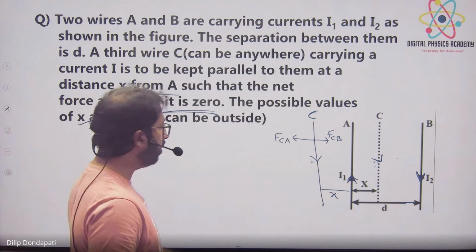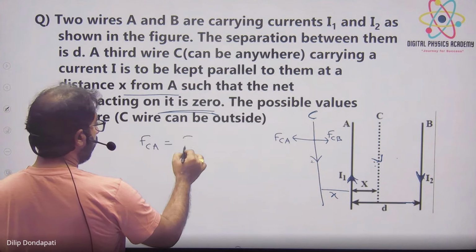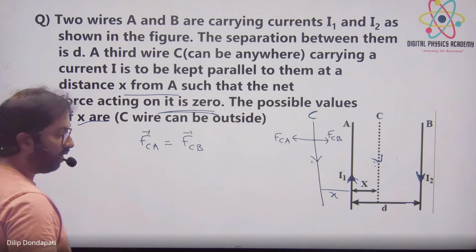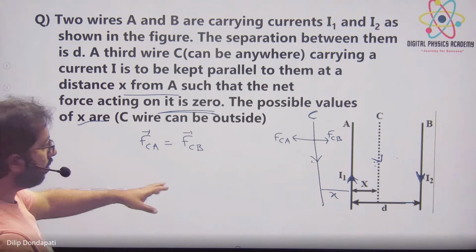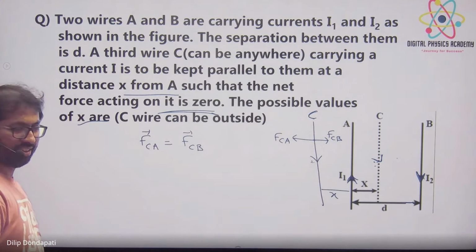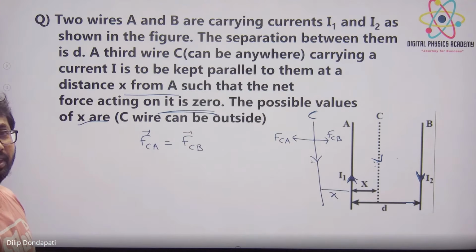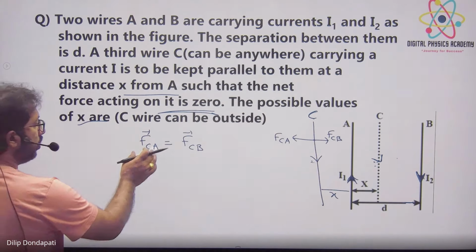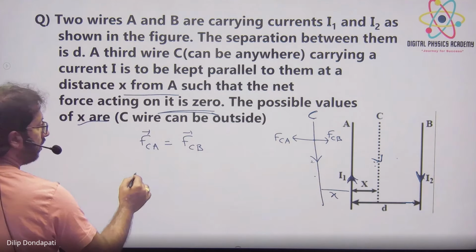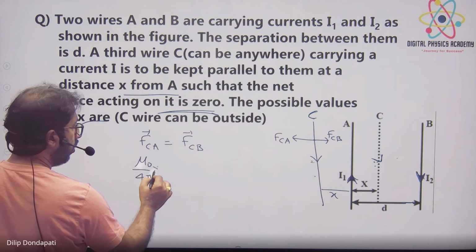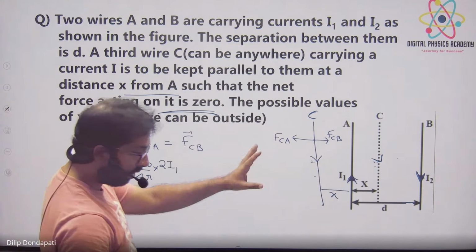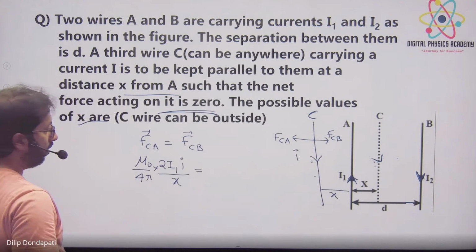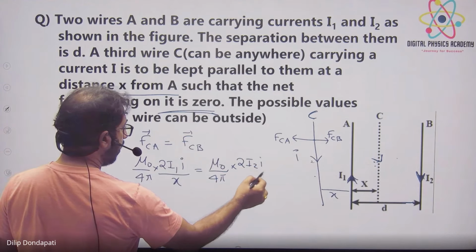So what you have to do is simple: net force zero means the force on C due to A is equal to the force on C due to B. Calculate and equate, and you get the answer. You know the force formula for force between two wires. So the force on C due to A: mu naught by 4 pi into 2 I1 I by x equals mu naught by 4 pi into 2 I2 I by x plus D.